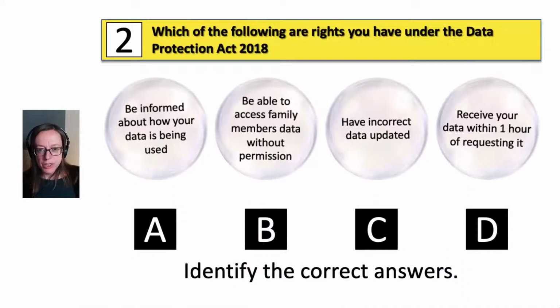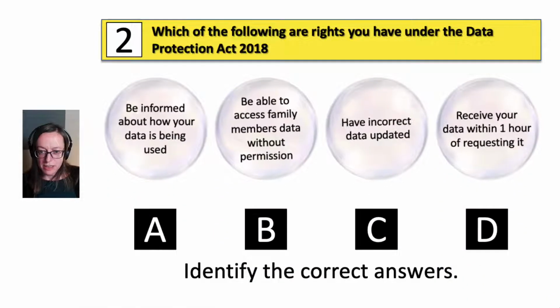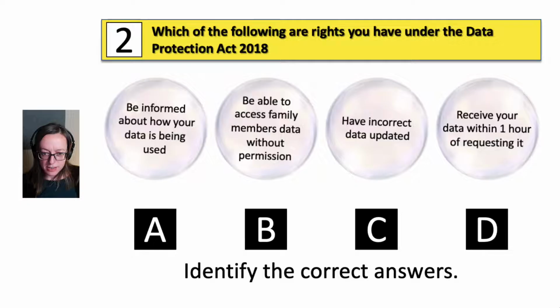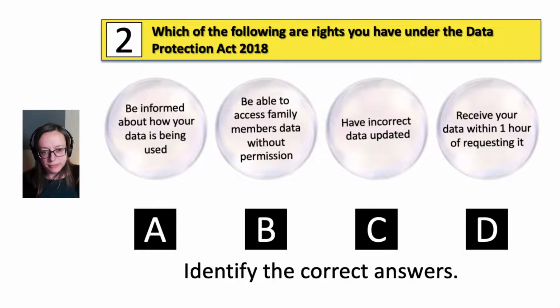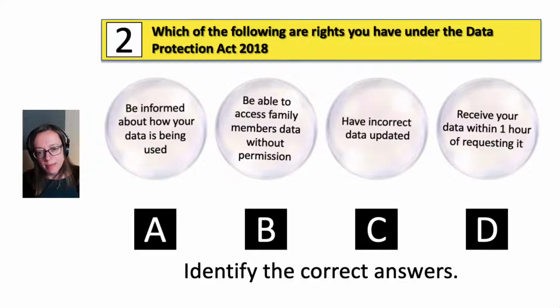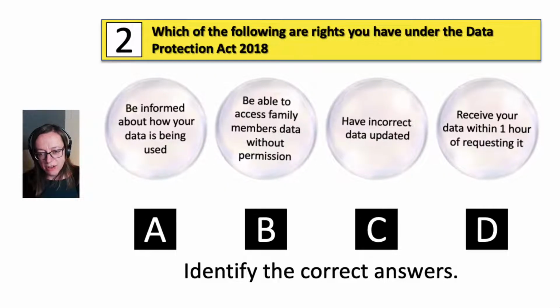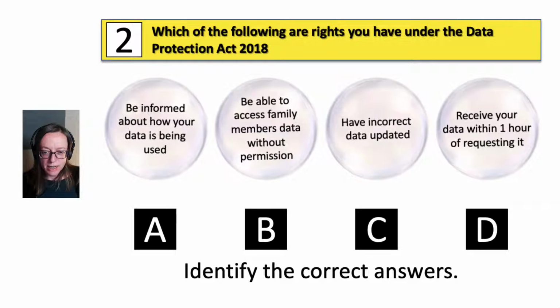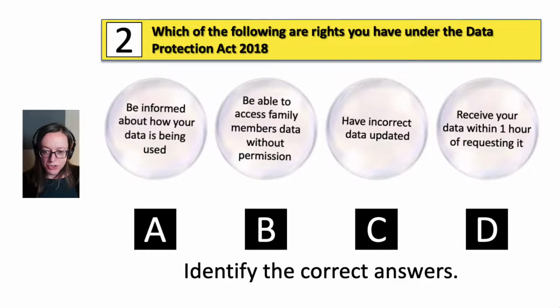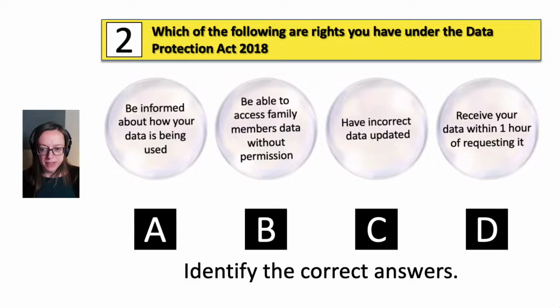Okay, which of the following are rights you have under the Data Protection Act 2018? A, be informed about how your data is being used. B, be able to access family members' data without permission. C, have incorrect data updated. D, receive your data within 1 hour of requesting it. What do you guys think? Which are the correct answers? Could be 1, 2, 3, or 4 of them.